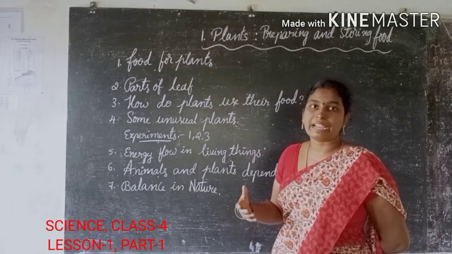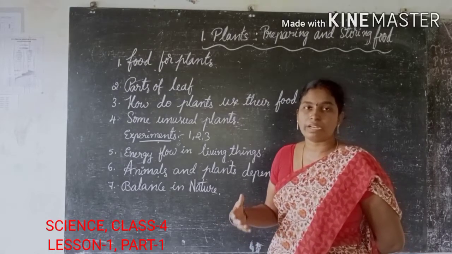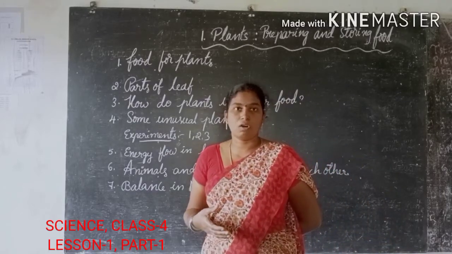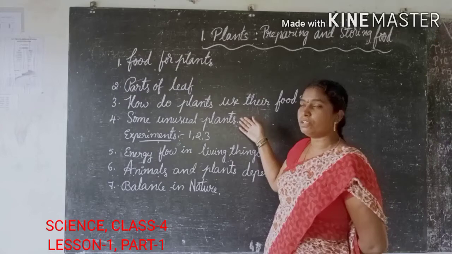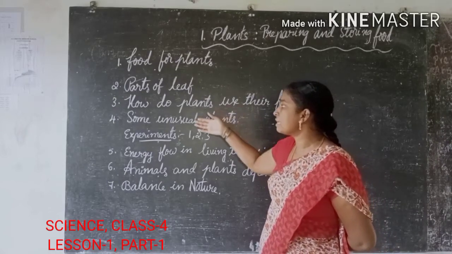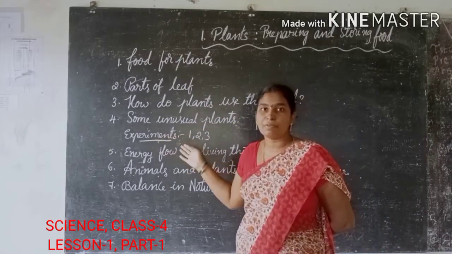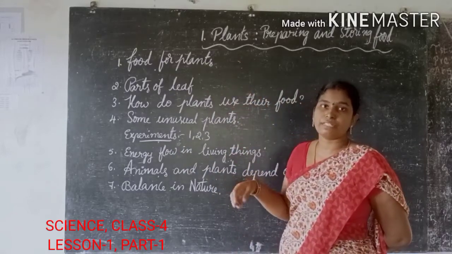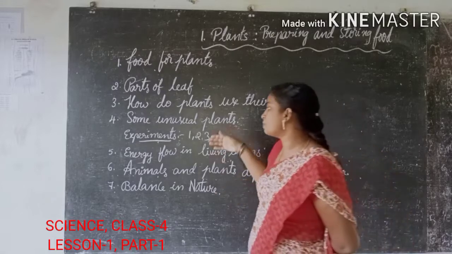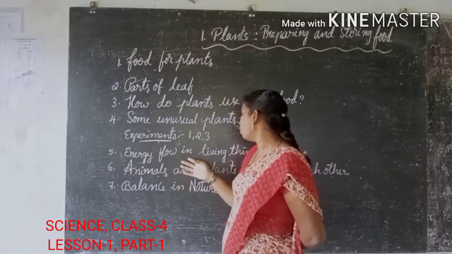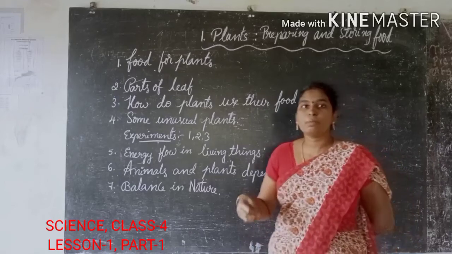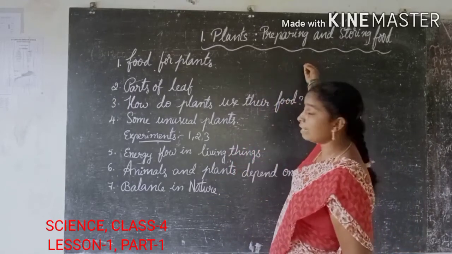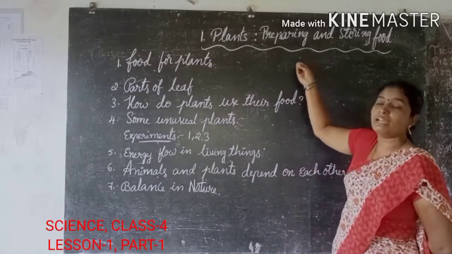Okay, now there are dried plants. They don't have water or anything. For example, in the desert we have cactus plants, shrubs and all these. Those are called unusual plants. Then next, we have some different types of experiments on how plants prepare food with the help of sunlight. And the next subtopic is energy flowing through living things. That means human beings get their energy with the help of the food that plants prepare and store.